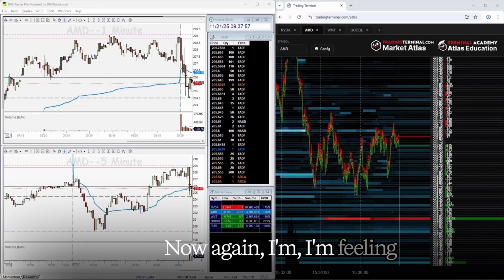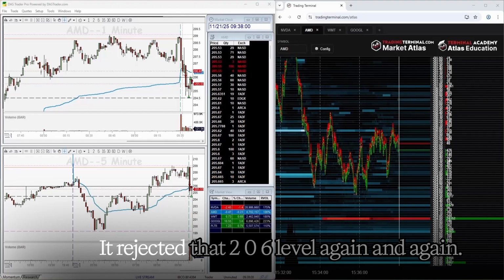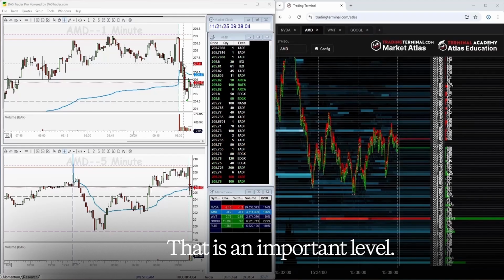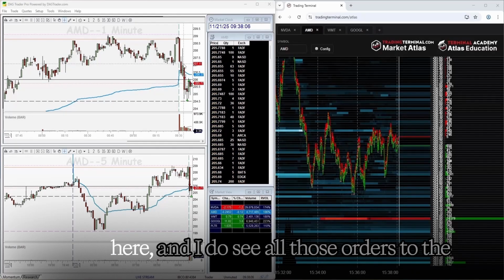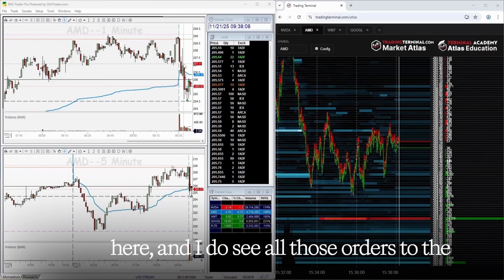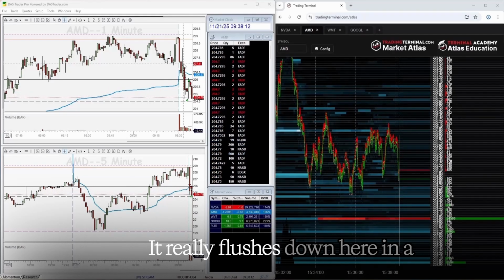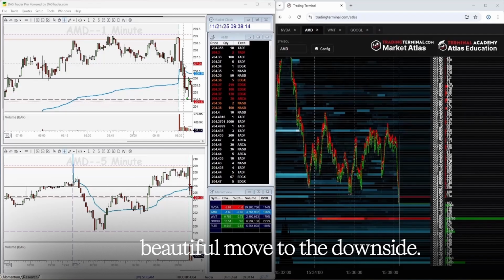Now again, I'm feeling pretty good about this trade. It rejected that 206 level again, and that is an important level. So I really think it's going to sell off here. I do see all those orders to the downside, and that is exactly what happens. It really flushes down here in a beautiful move to the downside.